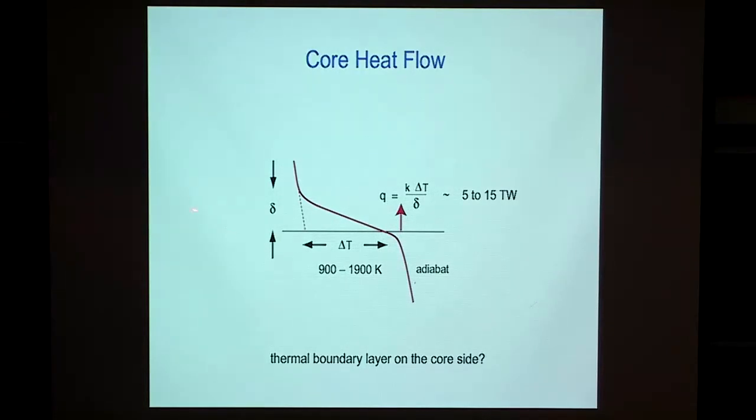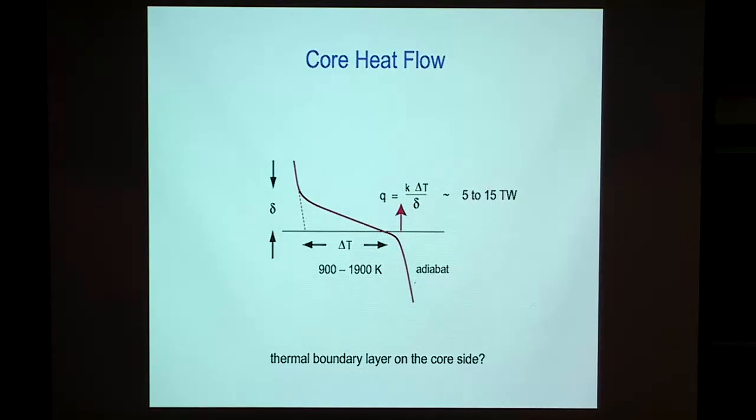And so a fairly generous range of estimates for this delta went into this. A fairly generous range of estimates for the K went into this. And you can see there's a factor of 2 to 3 variations in the estimate of the heat flow that's coming out. And I think that that's probably a pretty reasonable range.